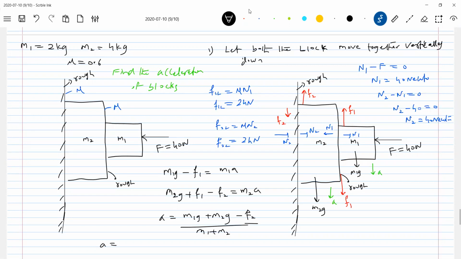So what is it? They move together. So shall I assume here F2L or F2? F2L. Why F2L? Anybody? They will move together means there's no slipping between M1 and M2, but there should be slipping between M2 and the wall. So therefore, there should be a limiting friction.